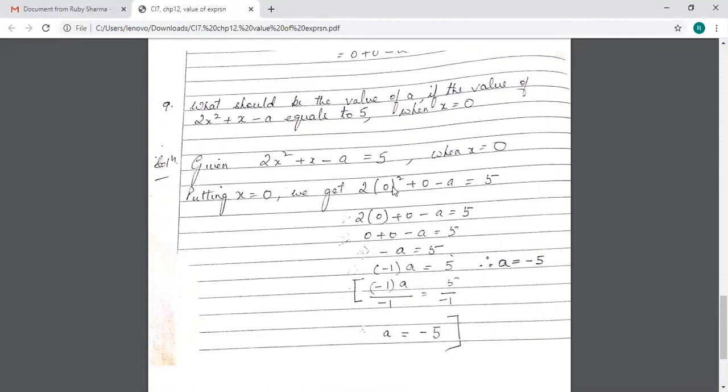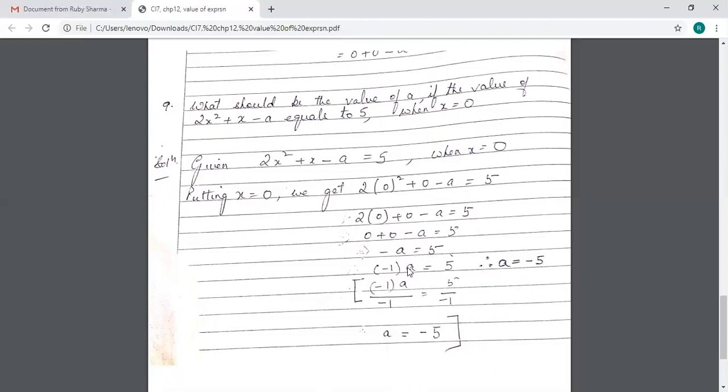So you put x is equal to 0 as usual within brackets, then plus 0 minus a is equal to 5. And when you calculate it finally, 2 into 0 is 0. So all this becomes 0 minus a is equal to 5. Isn't it? But you need to find the value of a. So what is the value of plus a? Because minus a is equal to 5. So plus a will be how much?